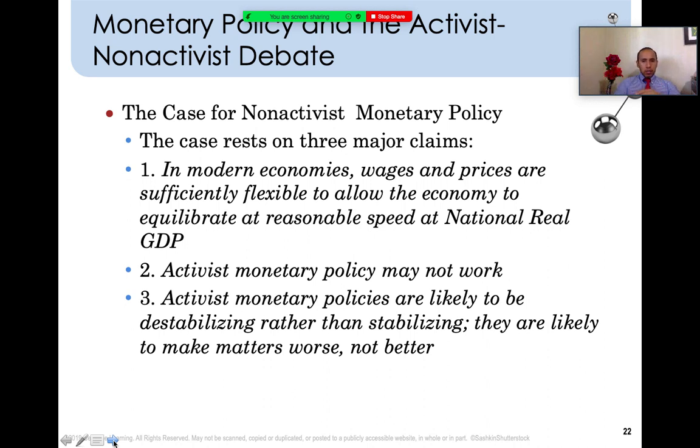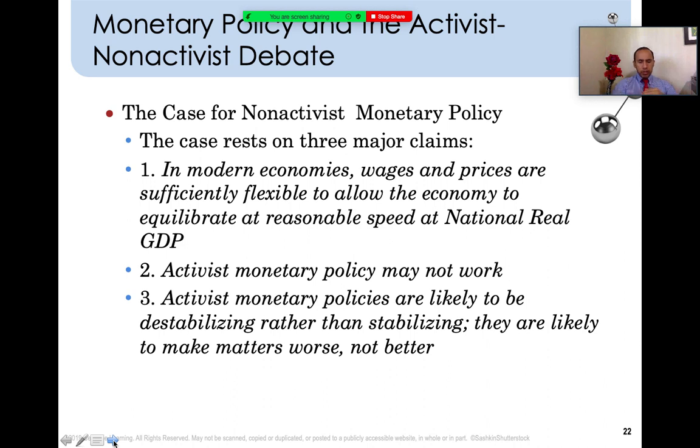In modern economies, according to the non-activists, wages and prices are sufficiently flexible to allow the economy to equilibrate at reasonable speed in terms of the national real GDP. This is where I slightly disagree with the non-activists. Wages are flexible upward, and prices are sticky. For the most part, very few people are going to get a wage cut. You could provide lower hours of employment, cut the hours to half, and that's some flexibility there. But the actual wage stays up. If you average out the number of hours, you could cut the wage in average levels, but the wage is typically set.